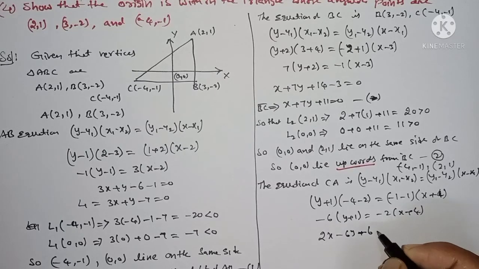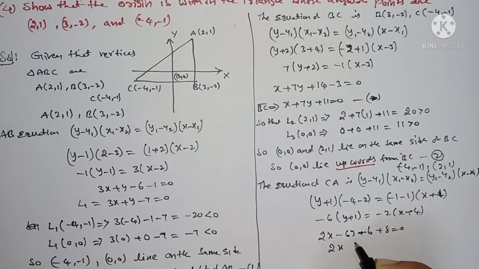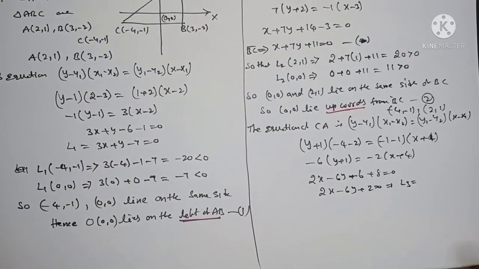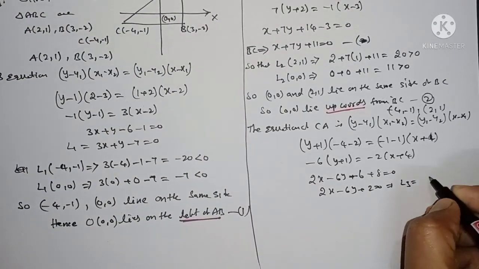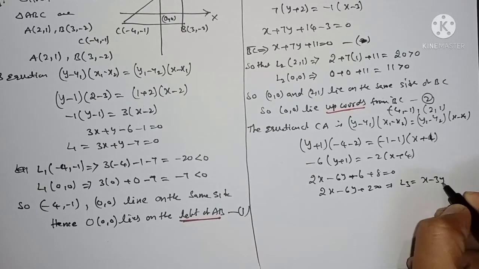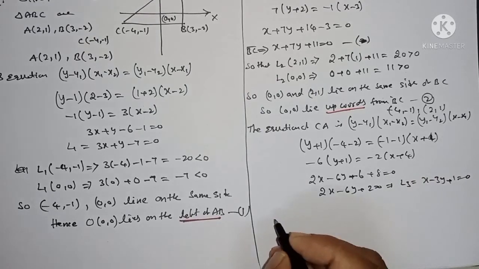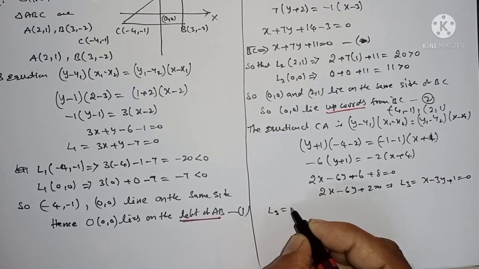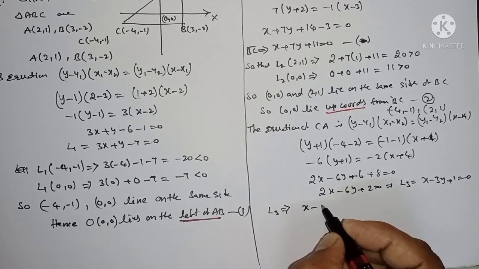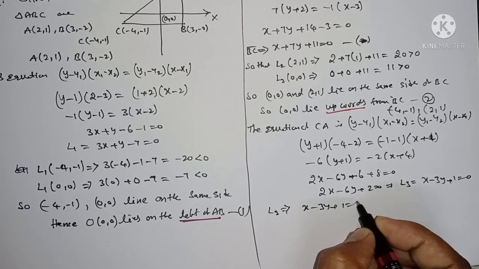Therefore bring this side plus 8 is equal to 0. Are you getting 6x minus 6y plus 2 is equal to 0? Or L3 I can write here. L3 is equal to x minus 3y plus 1 is equal to 0. You can take the 2 common. L3 is equal to what you get here: x minus 3y plus 1 is equal to 0.